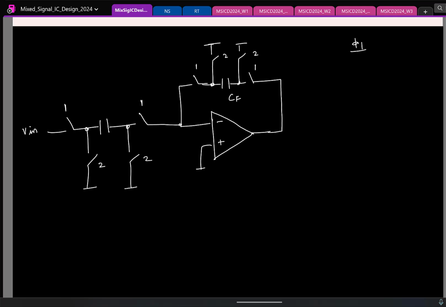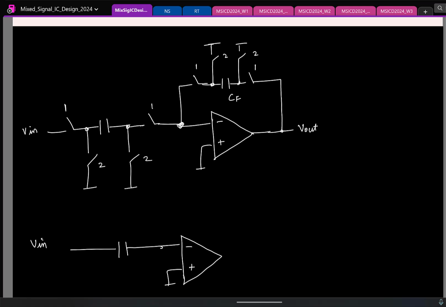This is another variant of the same switched capacitor amplifier. So one difference in the circuit is this. Let me redraw it neatly. So the way it operates is this, right? Now in clock phase phi 1, let me draw the equivalent circuit. So this is what we have in the clock phase phi 1. Fine.